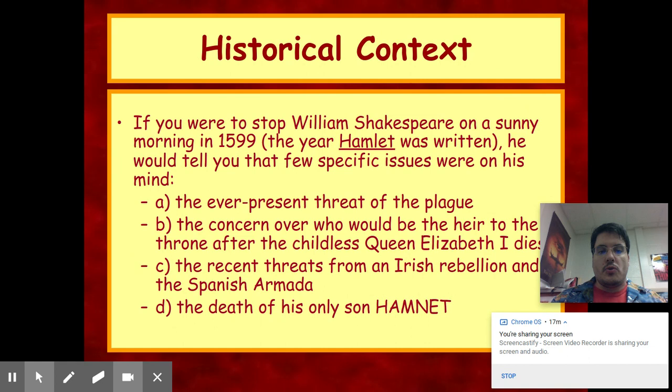Just some basic historical context. You know, they always say, write what you know, and Shakespeare wrote what he knew. There was a lot of stuff going on in Shakespeare's time, and some of that stuff kind of seeped its way into this particular play. There's a lot of political turmoil going on in this play that is reflective of Shakespeare's actual time period when he was alive.